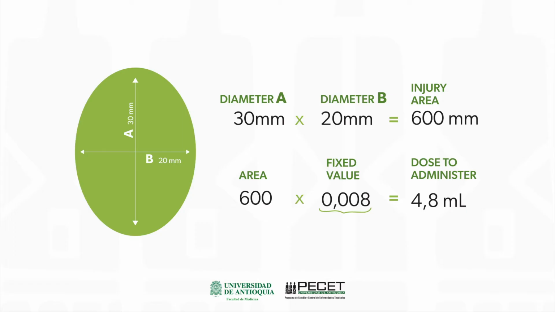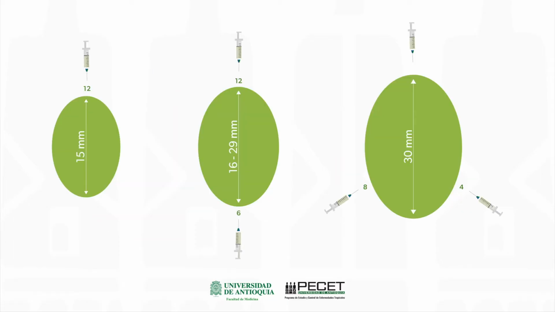For example, a lesion with a largest diameter greater than 30 millimeters and a diameter perpendicular to the largest diameter of 20 millimeters. The volume to be injected each day into the lesion can be done with a single puncture if the largest diameter of the lesion is up to 15 millimeters, 2 punctures if the largest diameter is between 16 and 29 millimeters, one in the upper pole corresponding to 12 o'clock and the other at 6 o'clock, 3 punctures if the largest diameter is 30 millimeters, one in the upper pole corresponding to 12 o'clock, another at 4 o'clock and another at 8 o'clock, as shown in the figure.